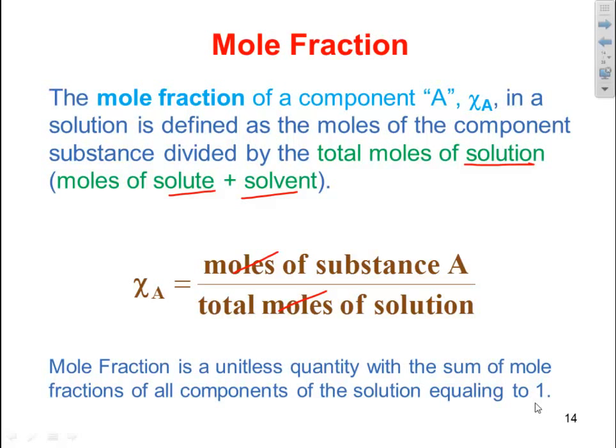Also, the sum of the mole fractions of all components of the solution equals 1. So if you have the mole fractions of three species, if you know two of them, you can figure out the third one because they should add up to 1.